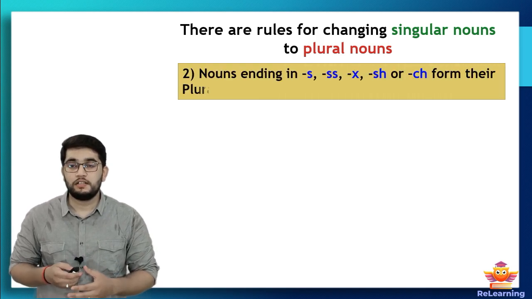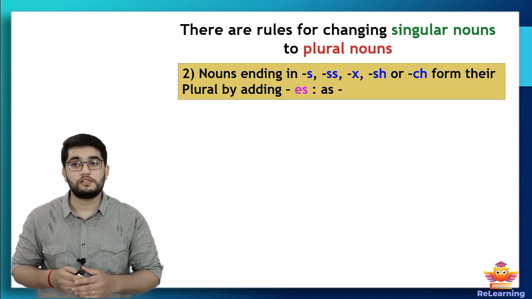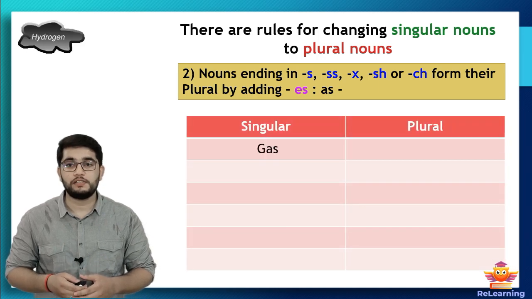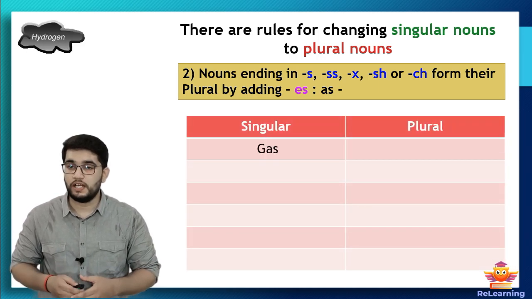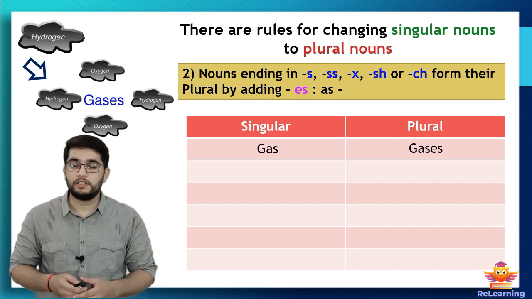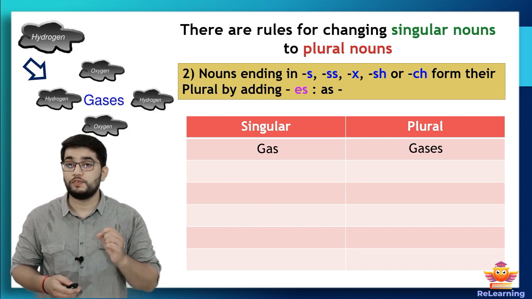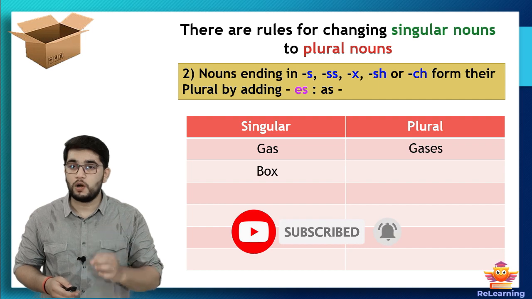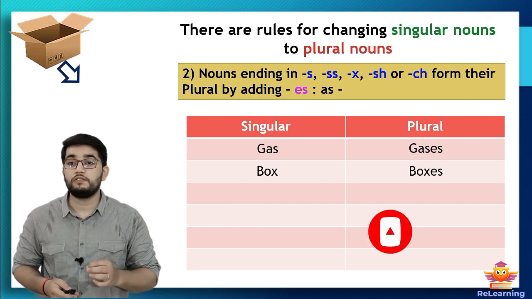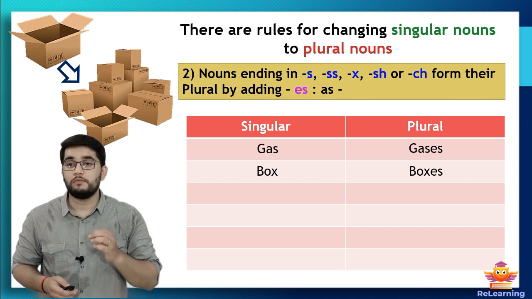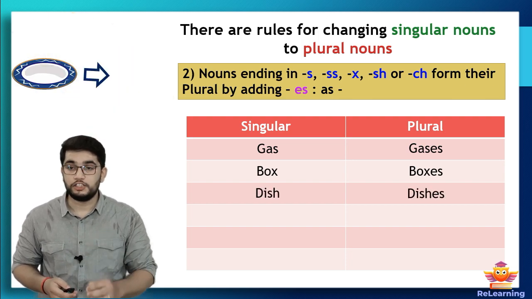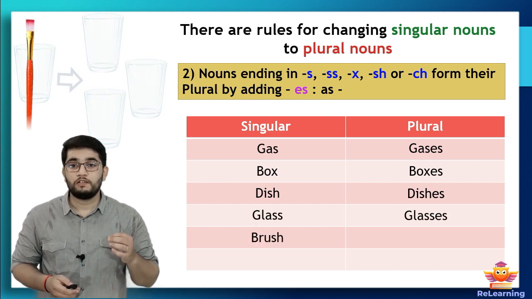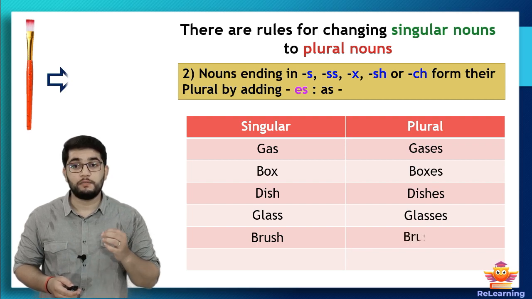Nouns ending in s, double s, x, sh or ch form their plural by adding es, as the first example is gas. If you add es to gas, it becomes gases. Now in this example you can see that gas ends with s, so we have to add es. Let's see the next example, that is box. Box ends with x, so we have to add es to it and it becomes boxes. Dish becomes dishes. Then glass becomes glasses, while brush, which ends with sh, becomes brushes.